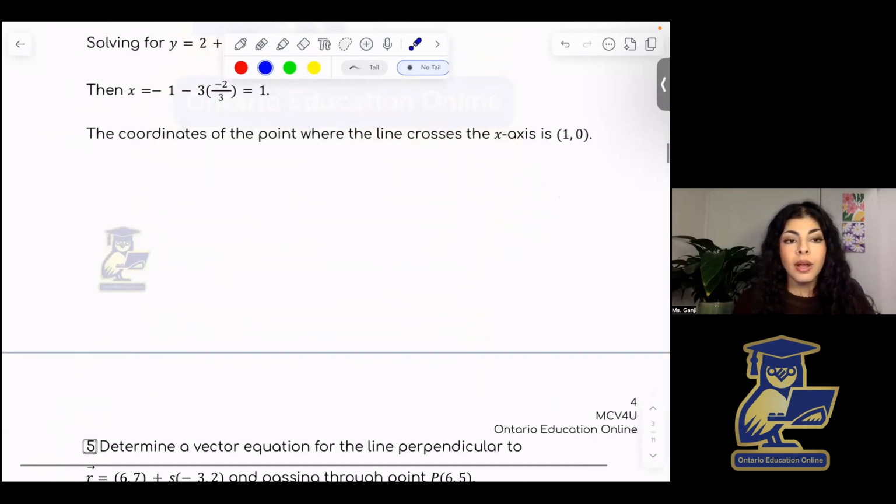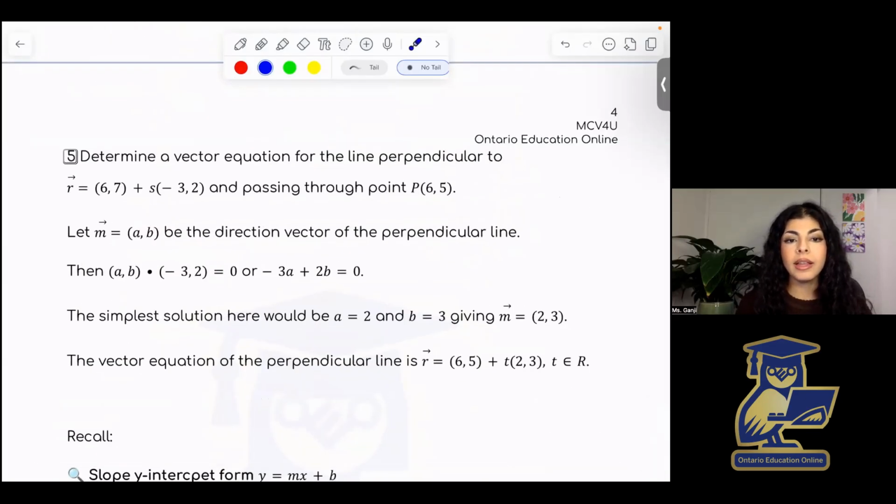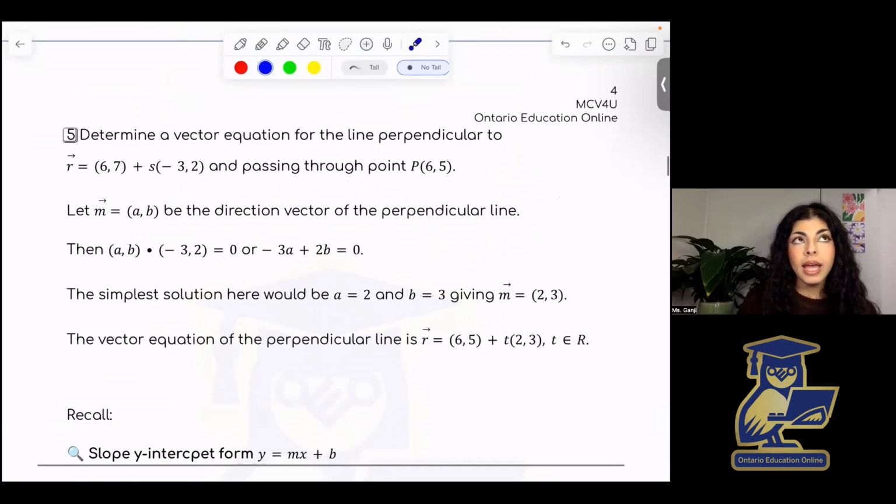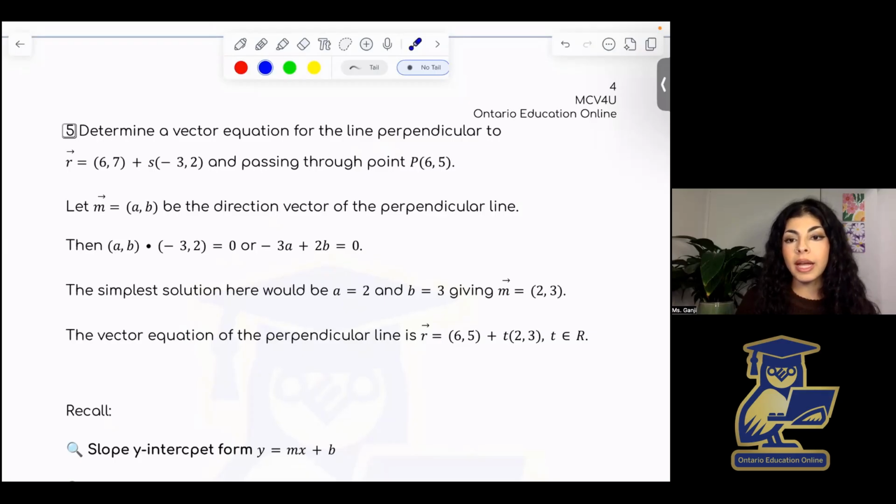Now, question 5, we have the vector equation for a line, and we're asked to determine the vector equation for the line perpendicular to that line. And we're also told the point that it passes through. So first we let vector m be the direction vector of the perpendicular line. We want to find the direction vector, and we also have the reference point here that will help us set up the vector equation.